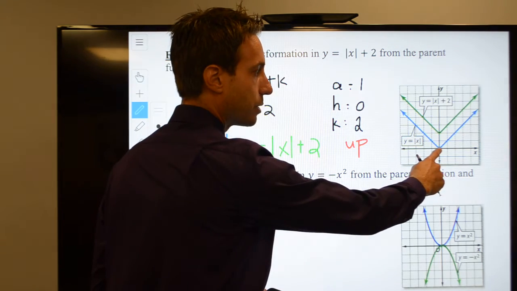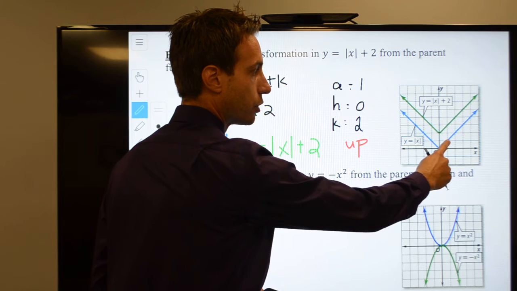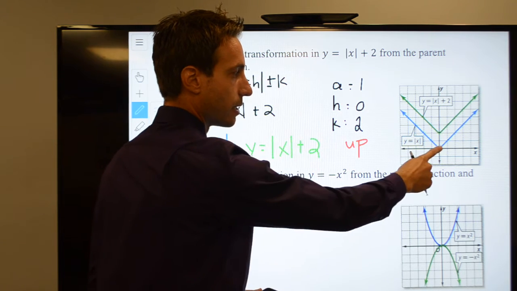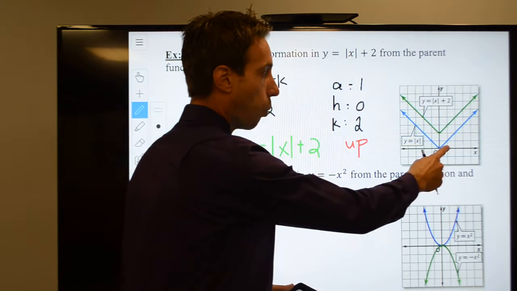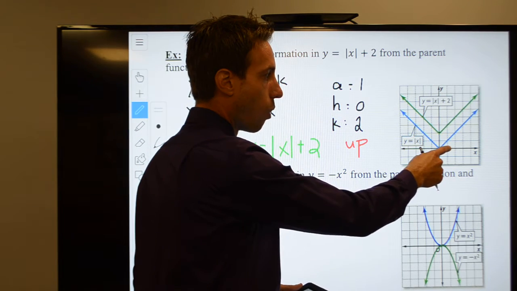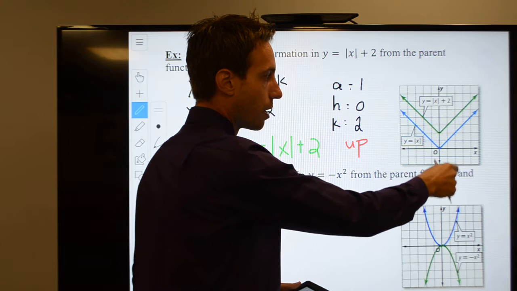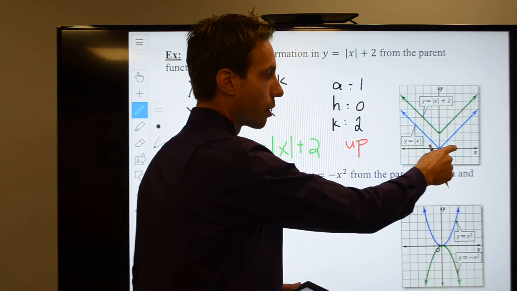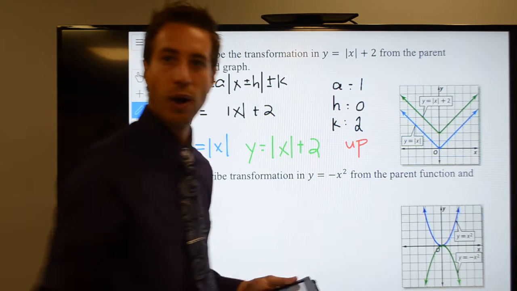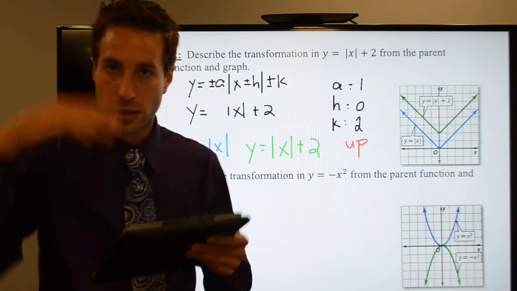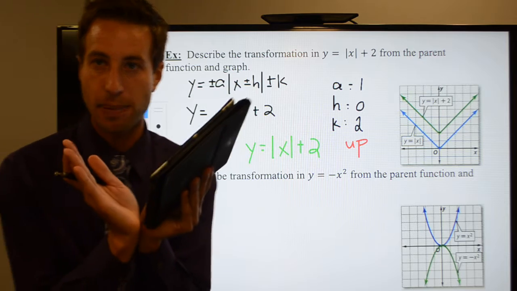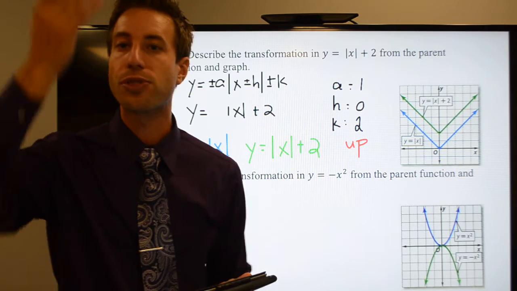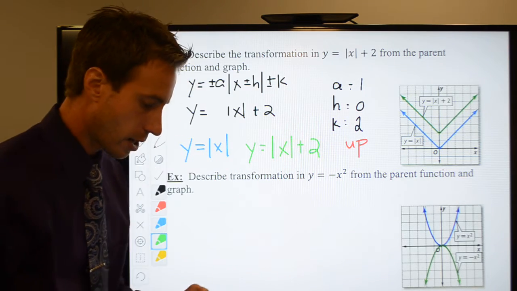I've taken each of these points and shifted it up 2 units. (0, 0) now goes to (0, 2). (1, 1) now goes to (1, 3). (2, 2) now goes to (2, 4). I'm adding 2 to the y value of each of those points. That's exactly what k does. It takes that parent function and shifts the whole thing up 2 units. Let's try another one.